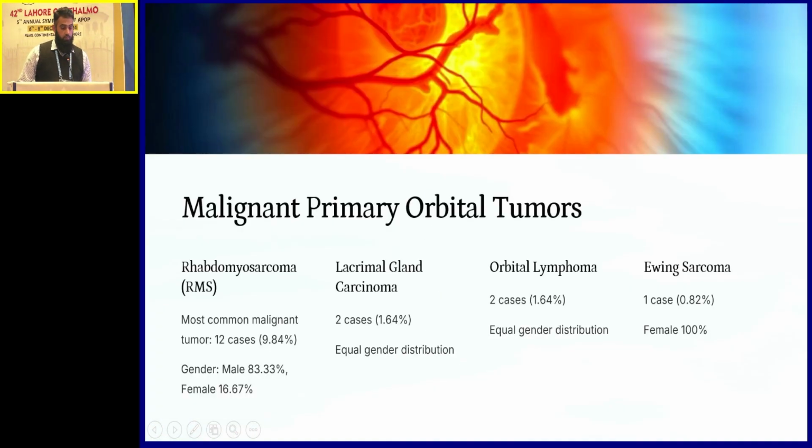Then we had some malignant primary orbital tumors as well. RMS being the most common, usually in the younger age group. We had a case of lacrimal gland carcinoma. We had a case of orbital lymphoma as well, which was bilateral in one case and unilateral in another. And also a case of Ewing sarcoma, which was confirmed after histopathological diagnosis, and later on exenteration was performed for the patient.